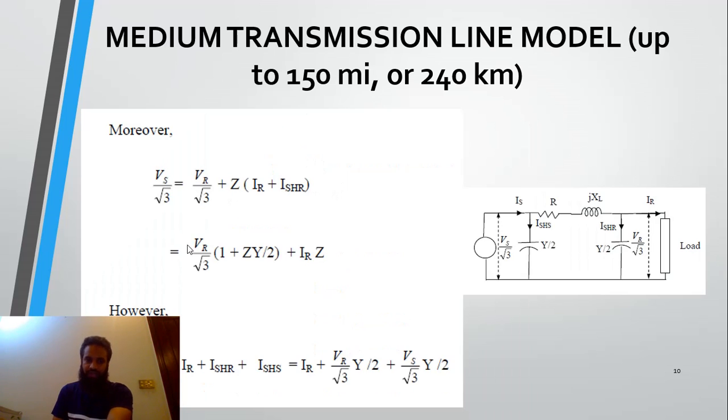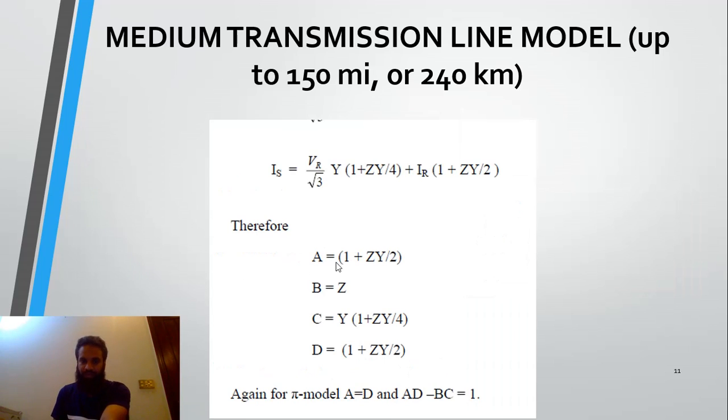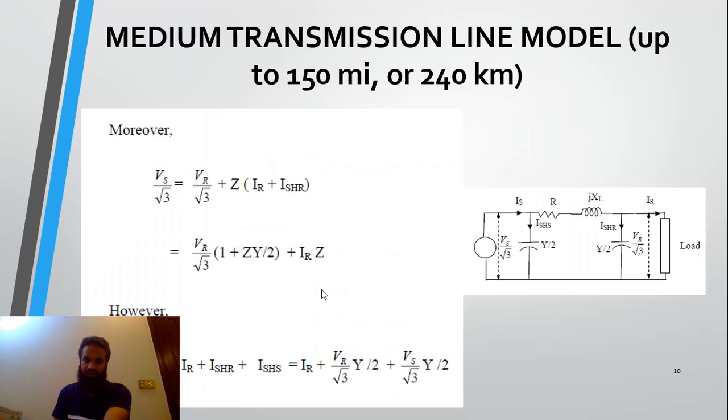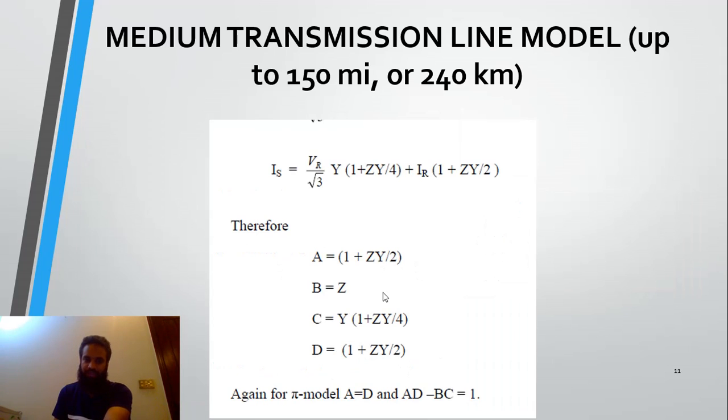So in the Vs, the component of VR is A, the component of IR is B. So the component of VR is 1 plus ZY by 2, and the component of IR is B, and it is Z. For the C, the component of VR in this equation is C. It is Y into 1 plus ZY by 4, and similarly the component of IR in this equation is D. So we have this one.